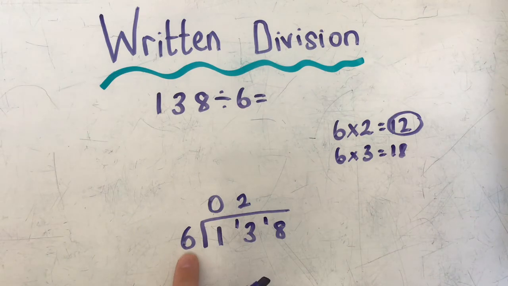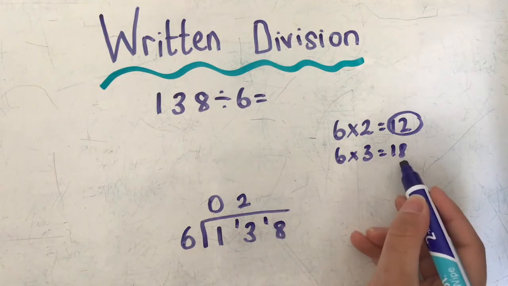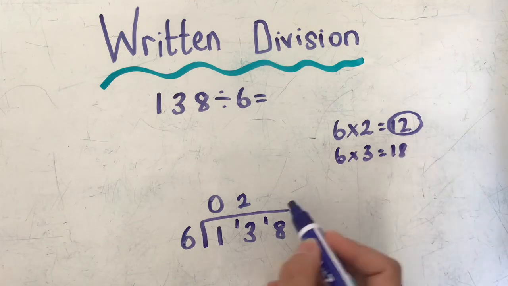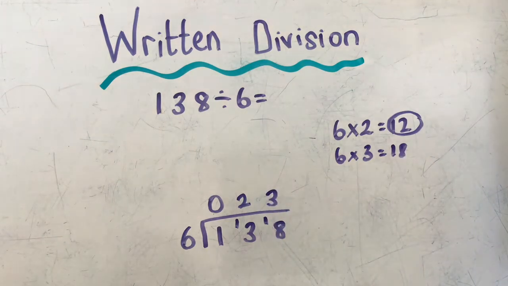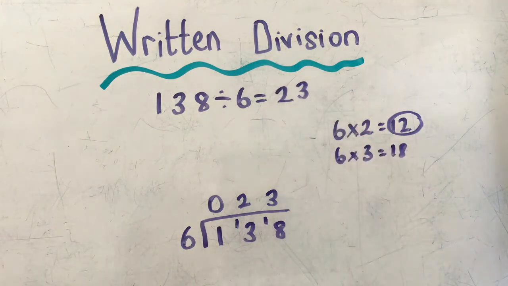And then we look at how many times 6 goes into 18. So 6 multiplied by 3, we already remembered from before, is 18. So we write a 3 above it. So the answer to 138 divided by 6 is 23.